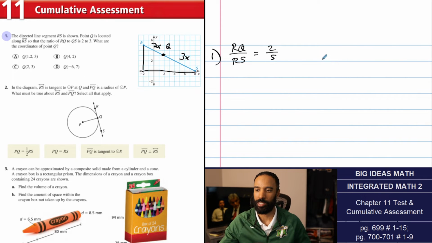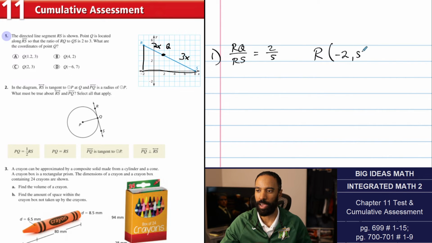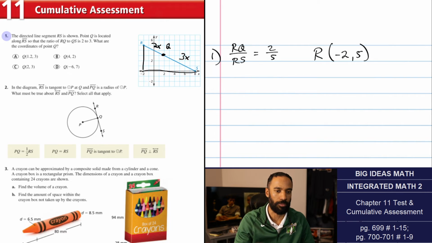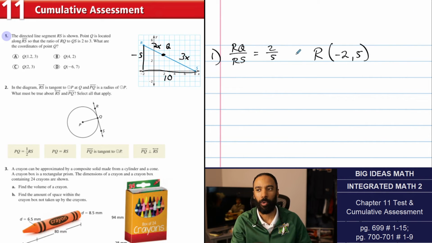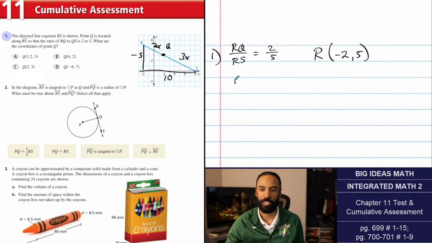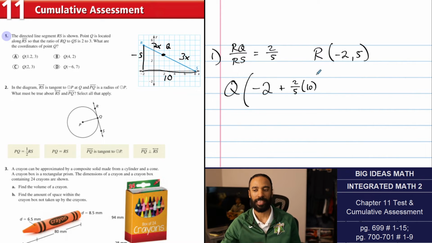Now, R's position is at -2, 5. We have to go down 5 and over, I'll write it right here, we have to go down 5, and we have to go over, it looks like 10, to get to those spots. But what I want to do is take 2/5 of those values. What I want to do is find Q. Q will be at negative 2 is the x. From negative 2, I'm going to add 2/5 of 10. I have to go 2/5 of the way, that would have been 10 over.